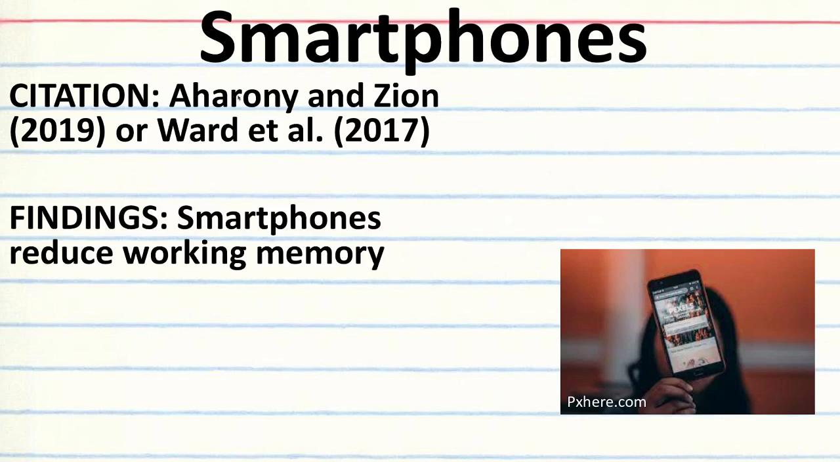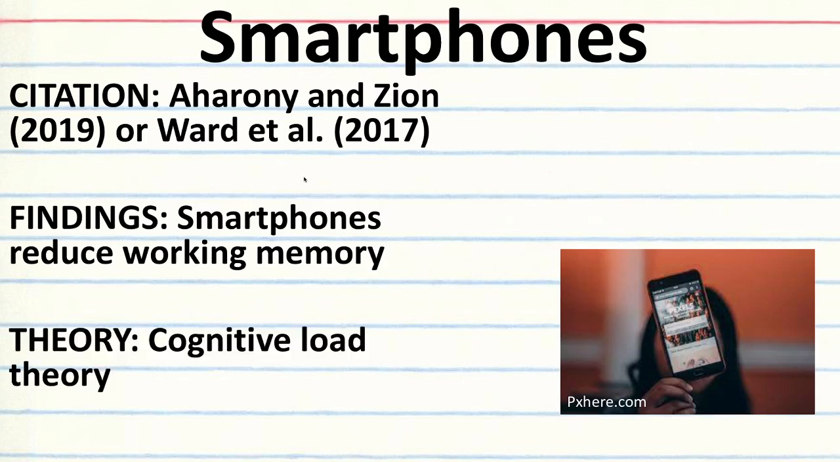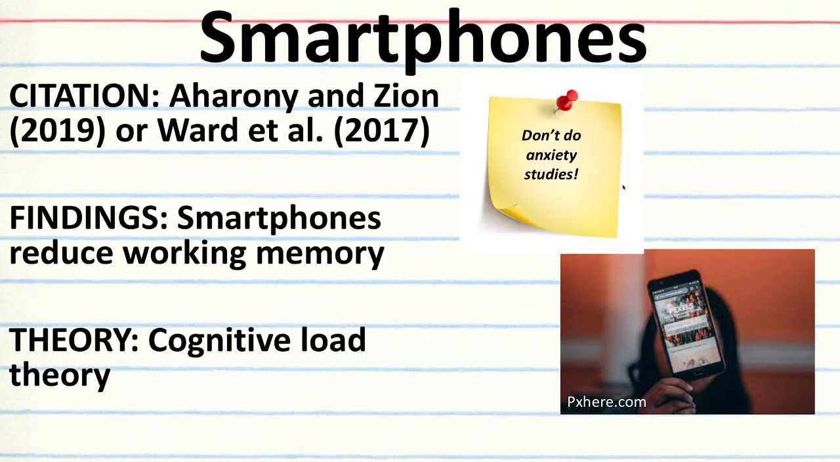This first study, Aharoni and Zion, they found getting text message notifications from WhatsApp while doing a working memory task reduced working memory capacity. Ward et al. found that even if the cell phone's turned off, just having it near you will reduce working memory. And this links to cognitive load theory, which you might not be familiar with. This is a theory about how the factors that influence our working memory when we're trying to learn are really important to consider. And so smartphones are a source of cognitive load.